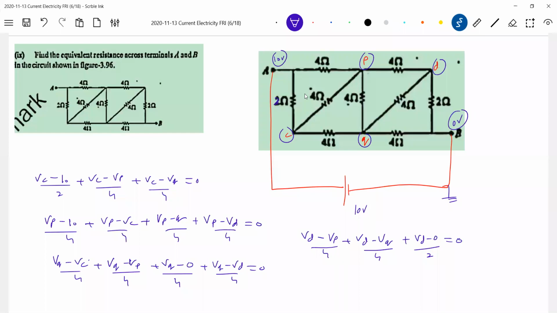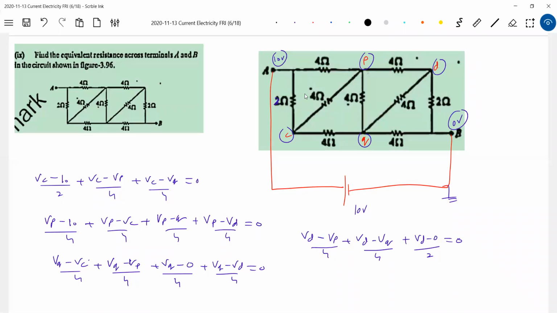How many unknowns are there? Four equations, 4 unknowns. In exams, that's what you should do. So with this, what happens? We'll get the potentials. After getting the potentials, you are going to get the current in all the branches.